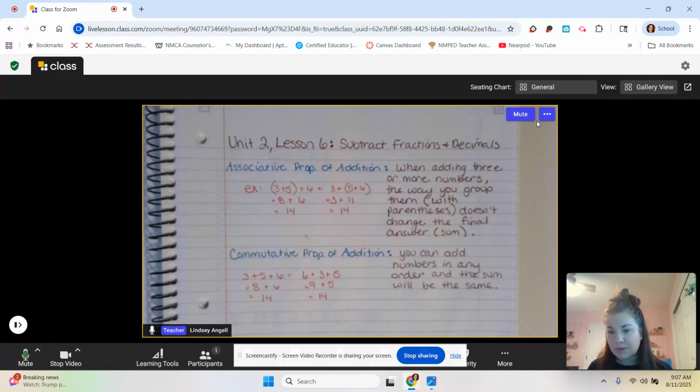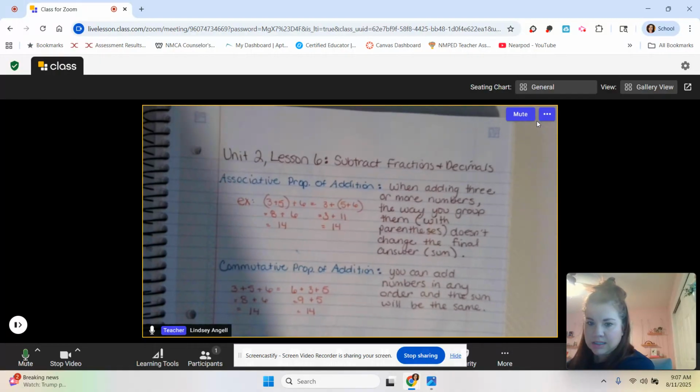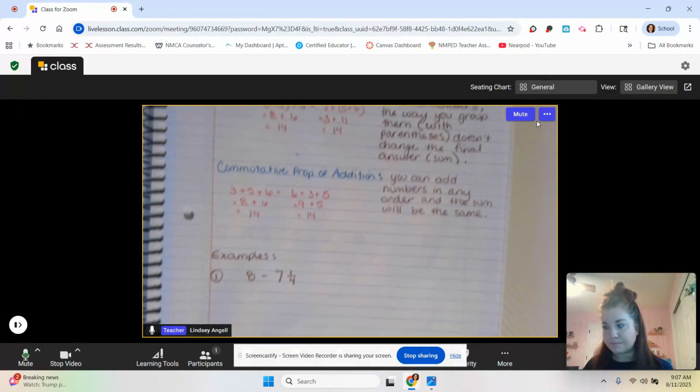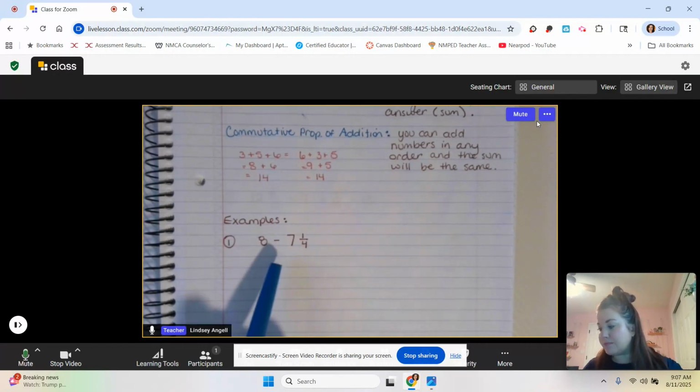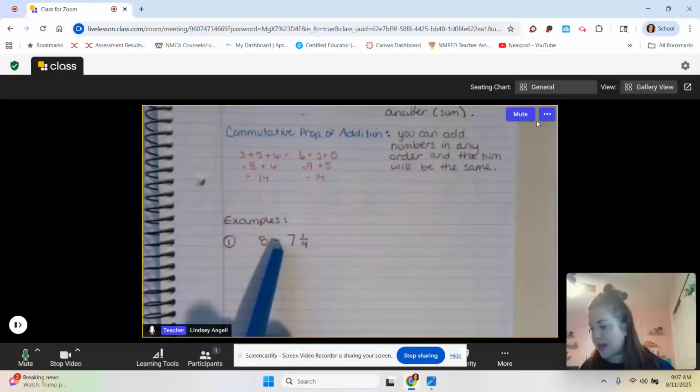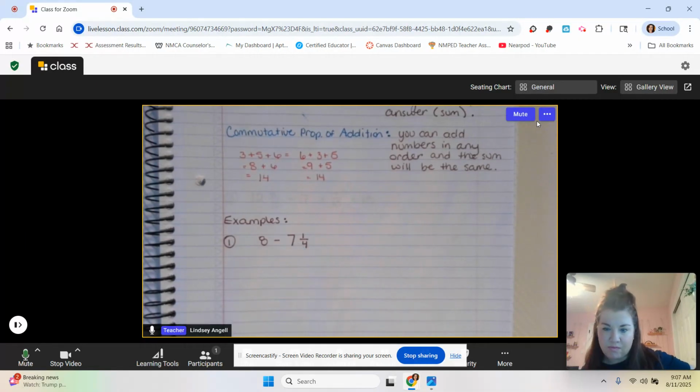Because remember in the last couple units we talked about, or last couple lessons I should say, we talked about additive inverses and things like that and how they can help us with fractions and subtraction. Okay? So this first example is taken from your practice, which is on page 14 of your lesson. Okay? So on this one, we have 8 minus 7 1/4. Okay? So there's a couple different ways that you could go about doing this.